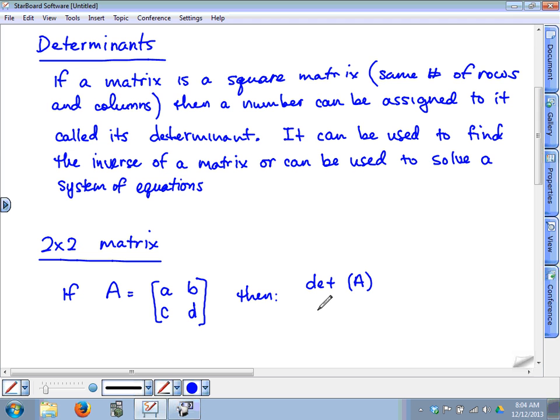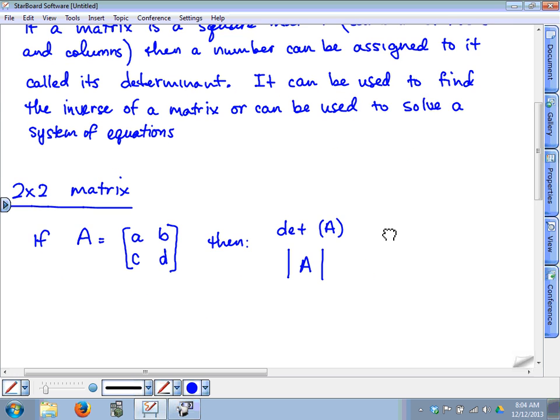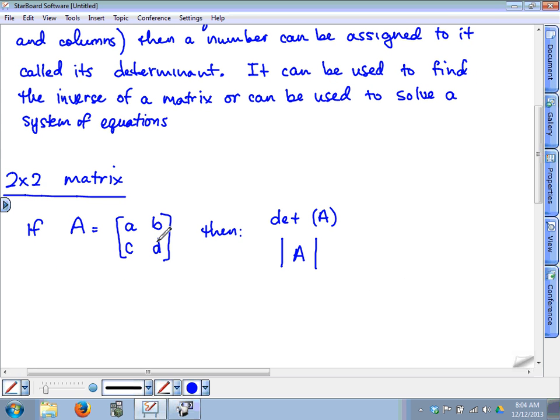Or another notation is to have vertical bars like this. I know it resembles absolute value, but it's not the same as absolute value. In the world of matrices, this means find the determinant. Or you can take the original entries of the matrix and put those entries in these straight vertical bars. A, B, C, D. All of these notations mean find the determinant. Whatever notation you're given, you find the determinant the same way.